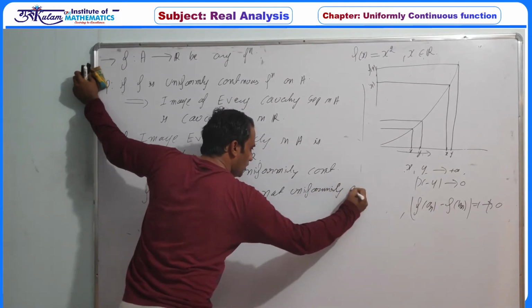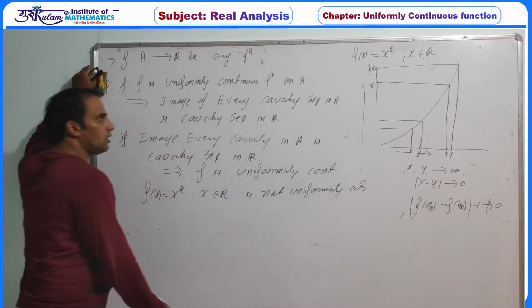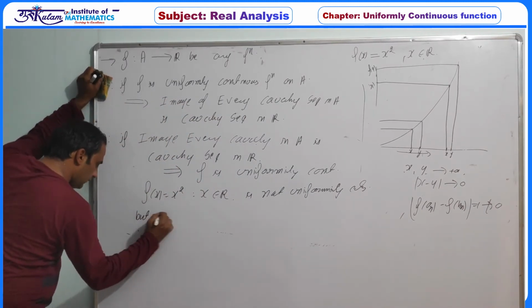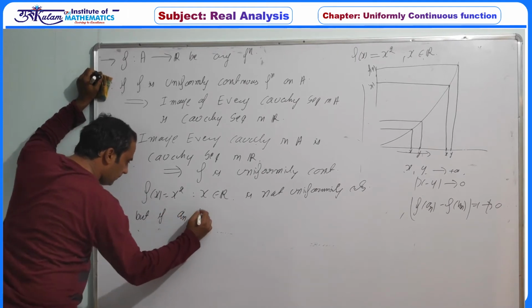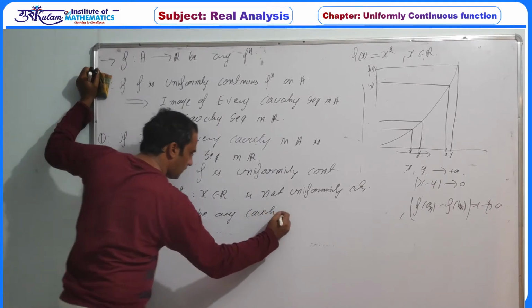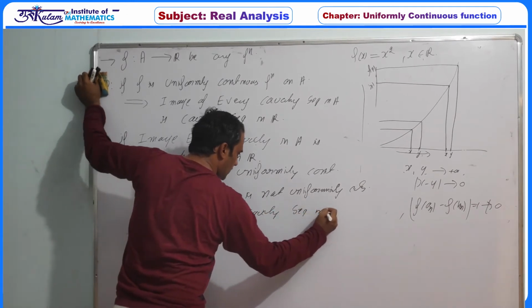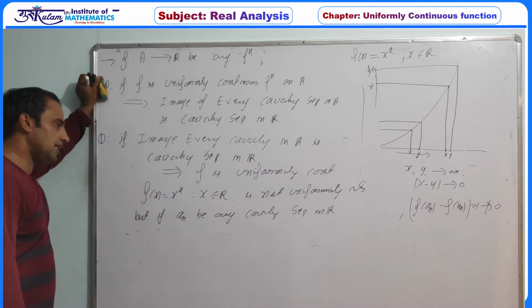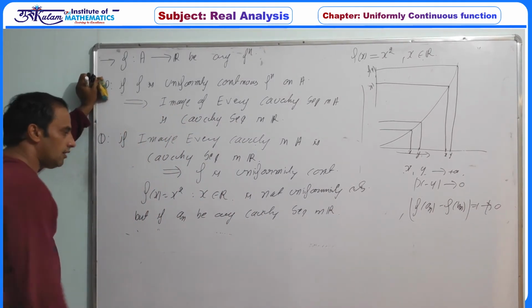So this function is not uniformly continuous. But if we take AN to be any Cauchy sequence in R, so AN is any Cauchy sequence in R.